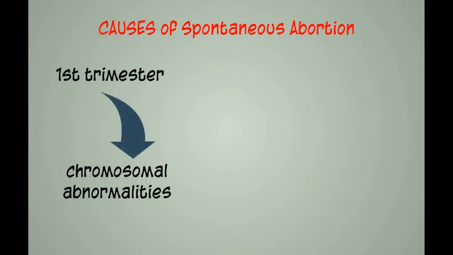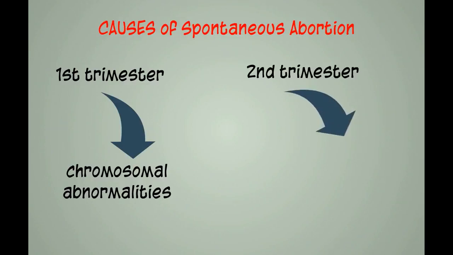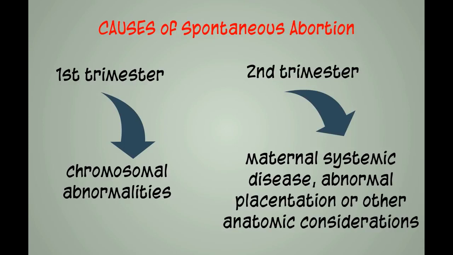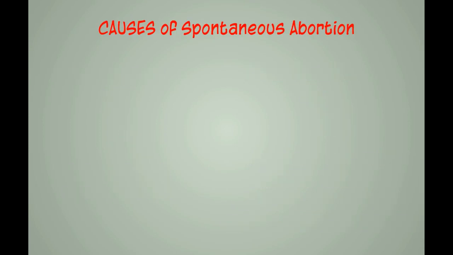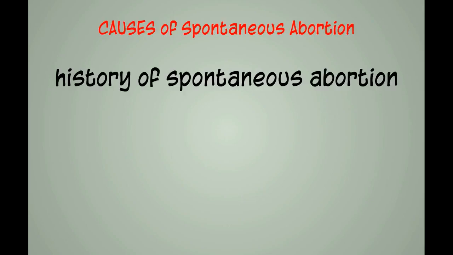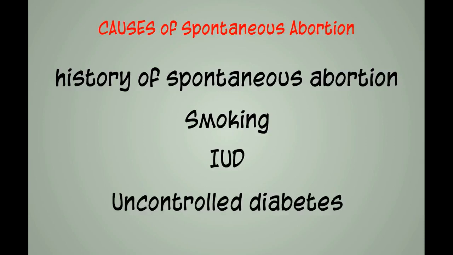Compared to first trimester abortions, second trimester abortions are less likely to be caused by chromosomal abnormalities and can be caused by maternal systemic disease, abnormal placentation, or other anatomic considerations. Other risk factors are less well defined and are much less common and include a history of spontaneous abortion, smoking, having an IUD in place, and uncontrolled diabetes.